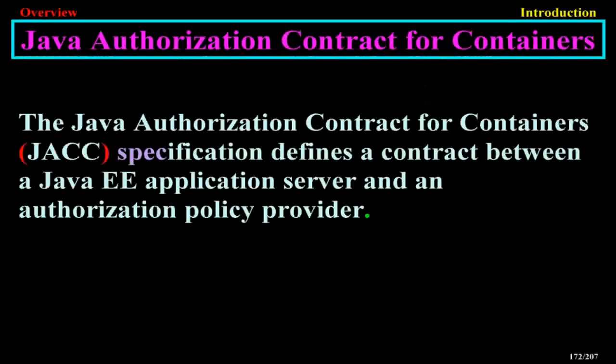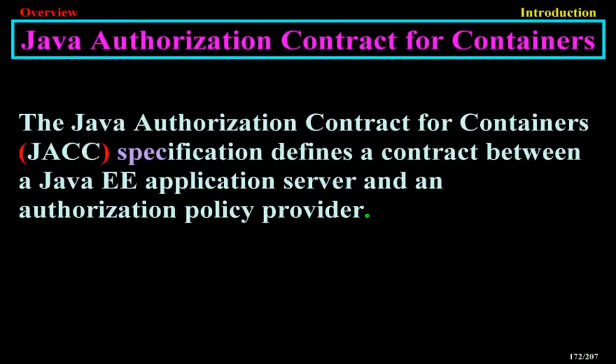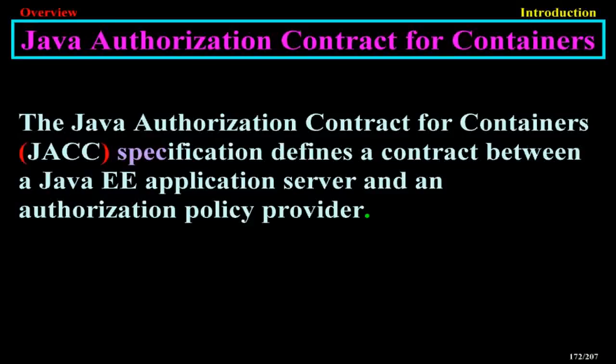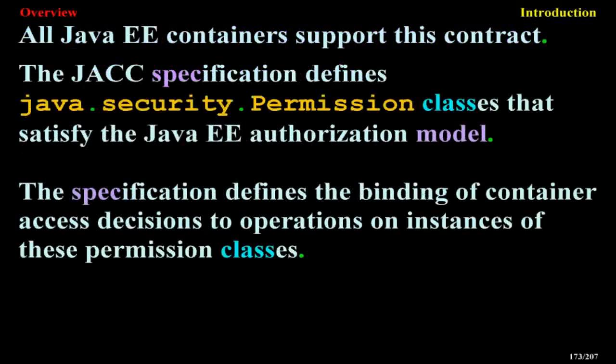Java Authorization Contract for Containers. The Java Authorization Contract for Containers (JACC) specification defines a contract between the Java EE application server and an authorization policy provider. All Java EE containers support this contract. The JACC specification defines Java security permission classes that satisfy the Java EE authorization model.